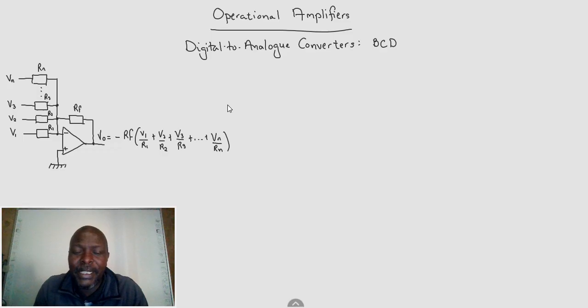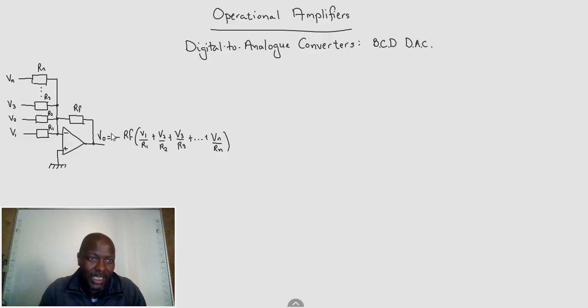But then we are here now to look at the second type of digital to analog converters, but specifically the BCD types. We looked at the general case, the DAC. This is a BCD DAC, a binary coded decimal digital to analog converter.